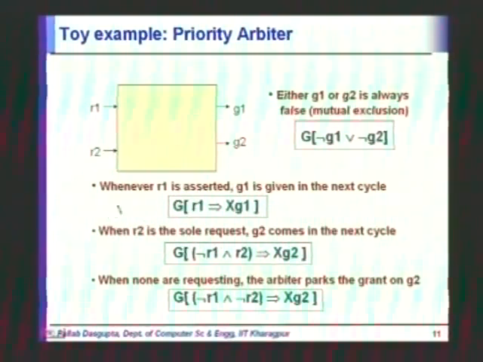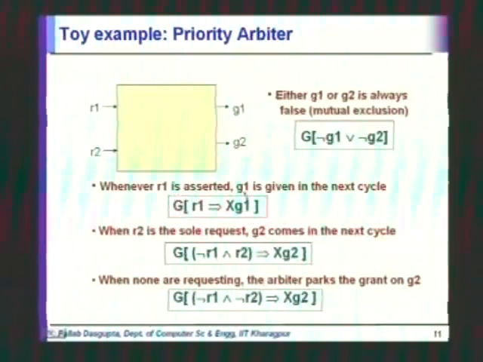Let us look at another property. Whenever R1 is asserted, G1 is given in the next cycle. This says always, whenever we have R1, that implies, and this X stands for next, in the next cycle we have G1. So always R1 implies next G1.